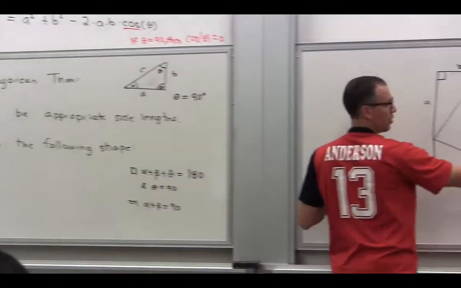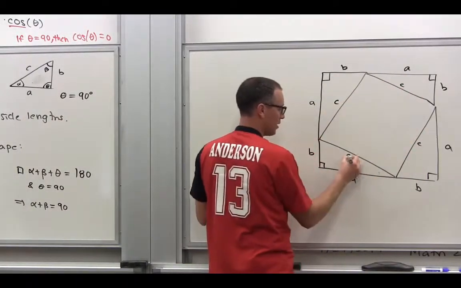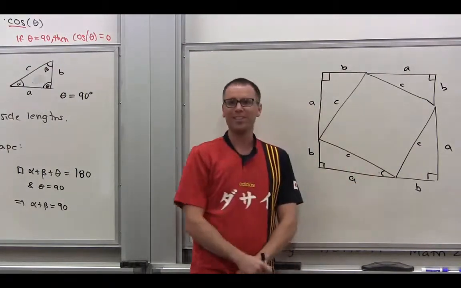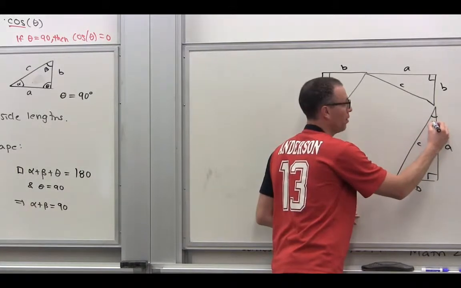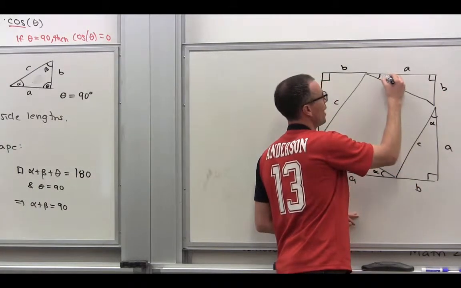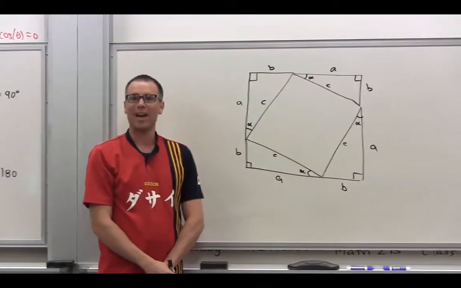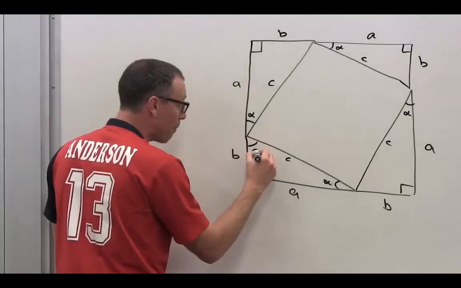What is the length of every single one of these? C, C, C, C. This thing right there, A and C, what's the angle between those? Alpha. So that's angle alpha. This one right there would be angle alpha. This one would be angle alpha. And then we have one more alpha. And now what? Beta.